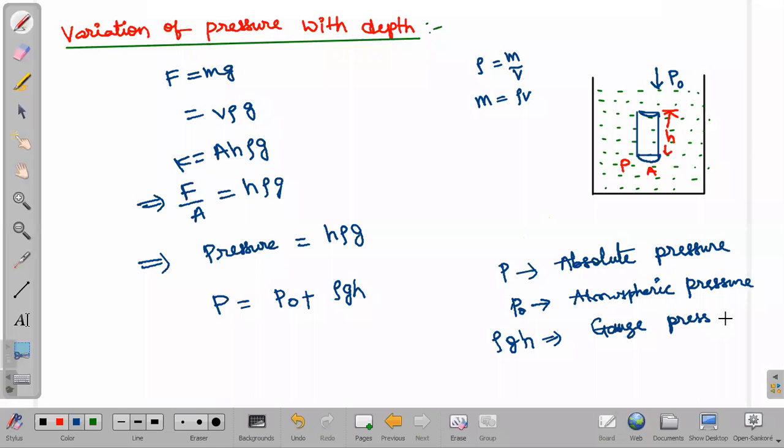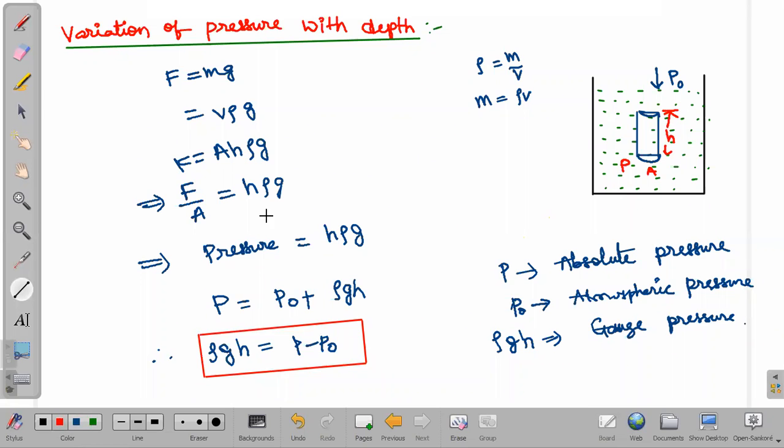It comes in class 9 also. Now, if I want to write an expression for gauge pressure, we will write rho g h is equal to P minus P naught. This is the expression for gauge pressure. Sometimes in the exam they will ask to derive an expression for gauge pressure. That time we need to write up to here. So that is about pressure at depth. Pressure at depth is what? Rho g h. Not only rho g h, there is one more pressure, atmospheric pressure also exerts on the liquid. Both combined we can consider as the pressure acting on the liquid, that is P naught plus rho g h.